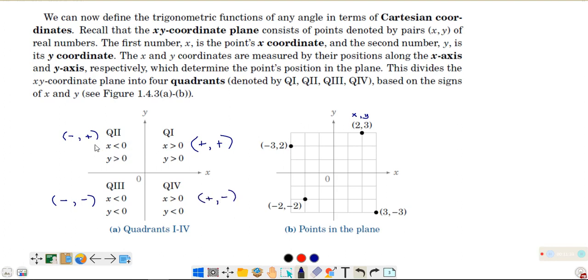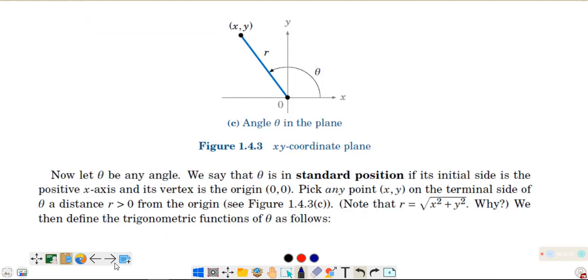So these are the coordinates that you will expect for each quadrant. Sa quadrant 1, expect that the x-coordinate is positive and the y-coordinate is also positive. Quadrant 2, x-coordinate is negative, y-coordinate is positive, and so on. Ito siya. Let's continue to the next slide.